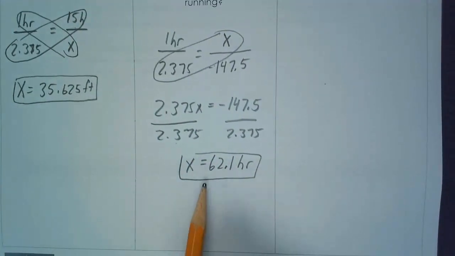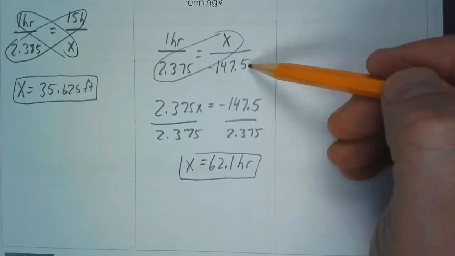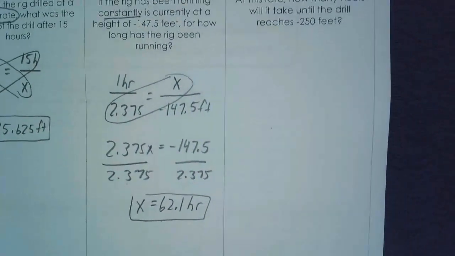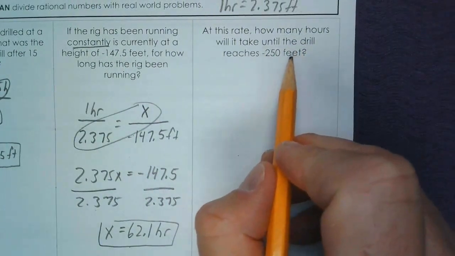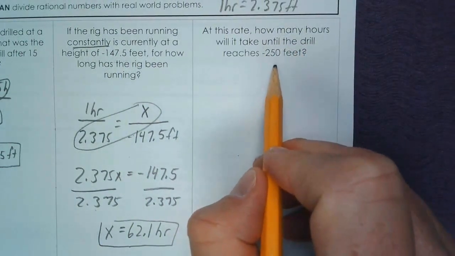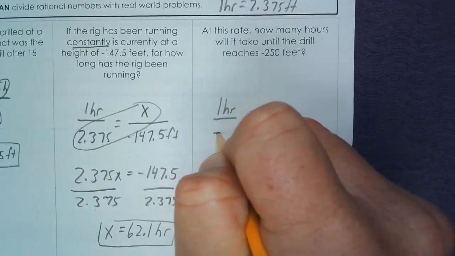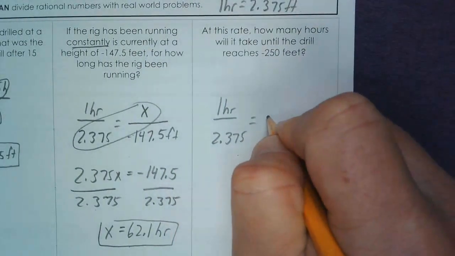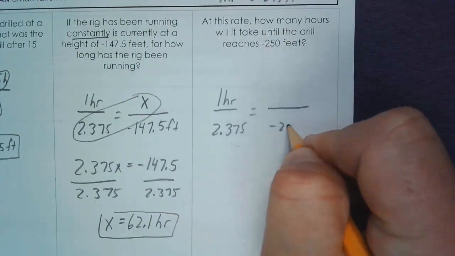So let's review. In 62.1 hours, it can drill 147.5 feet. Put feet there. Okay, last one. At this rate, how many hours will it take to drill negative 250 feet? Again, 1 hour is 2.375, and it wants to know how long it will take to go 250.